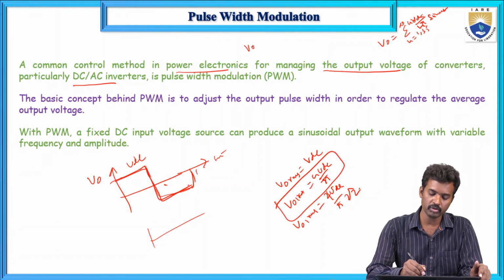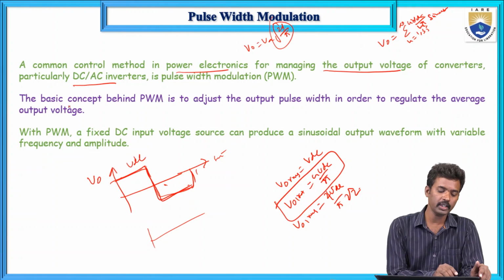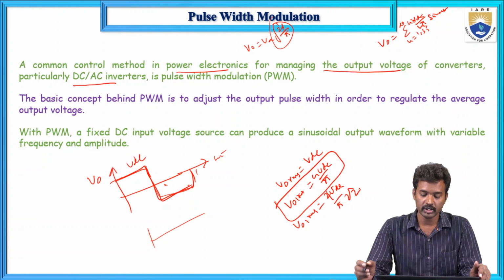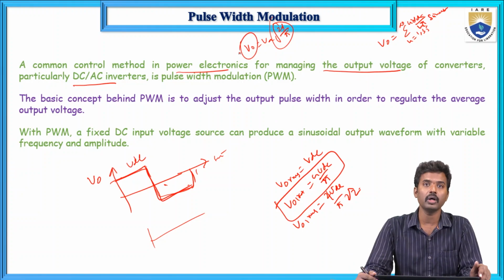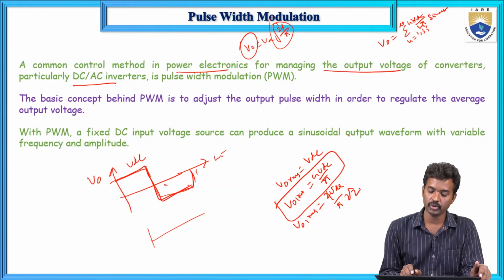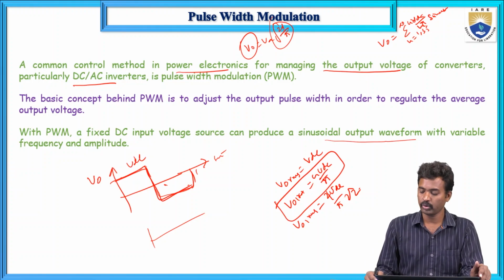So by using pulse width modulation, here in this case VDC, and this is the width of pulse by pi. This I will explain. The basic concept behind pulse width modulation is to adjust the output voltage with the pulse width to regulate the average output voltage. With PWM, a fixed DC voltage source can produce a sine waveform with variable frequency and output voltage.